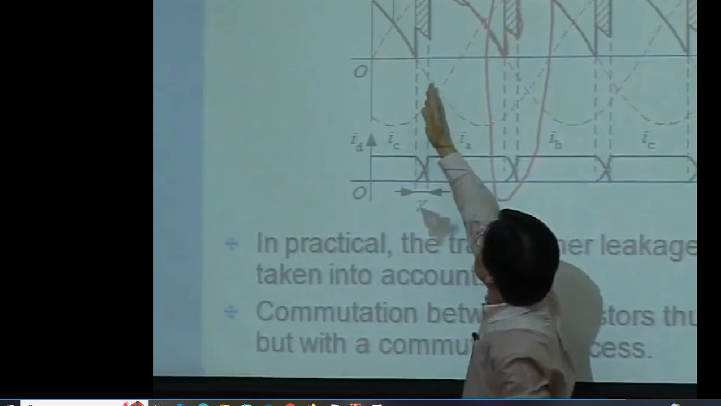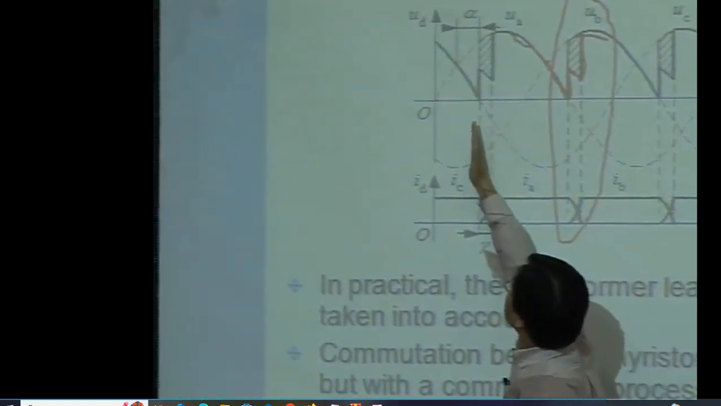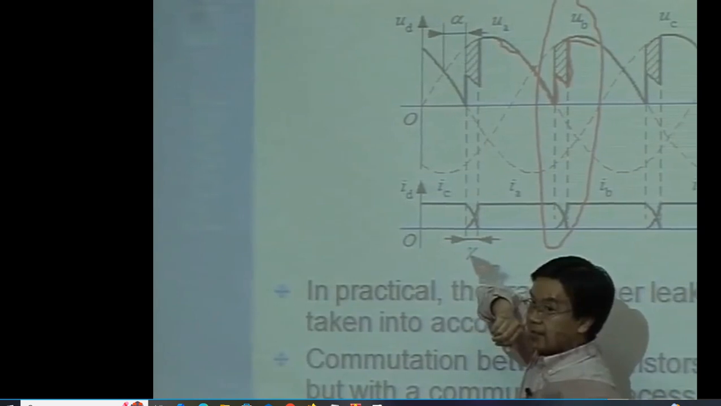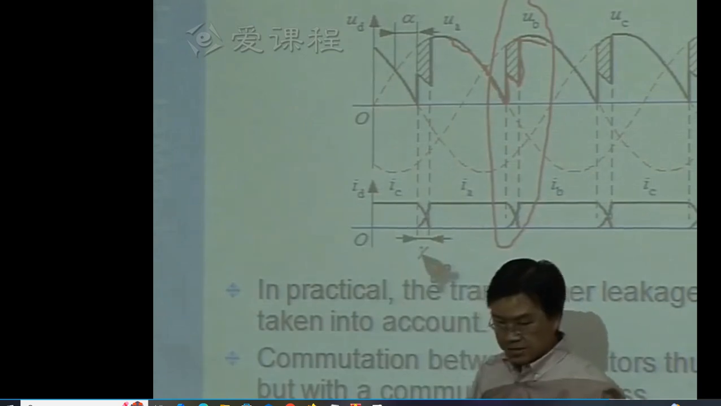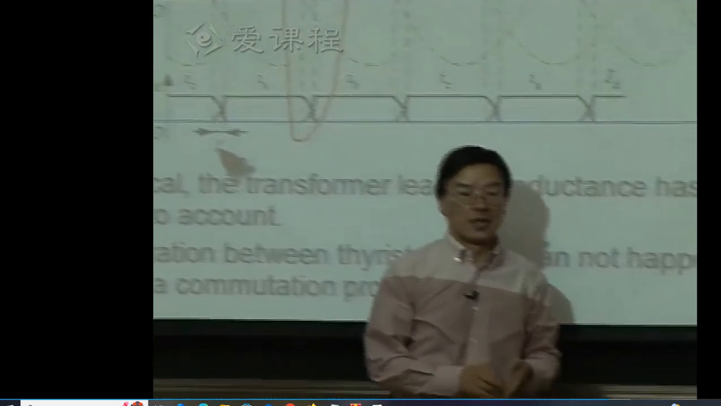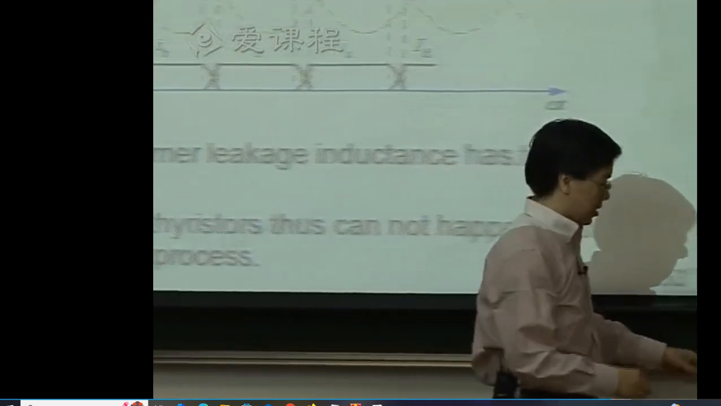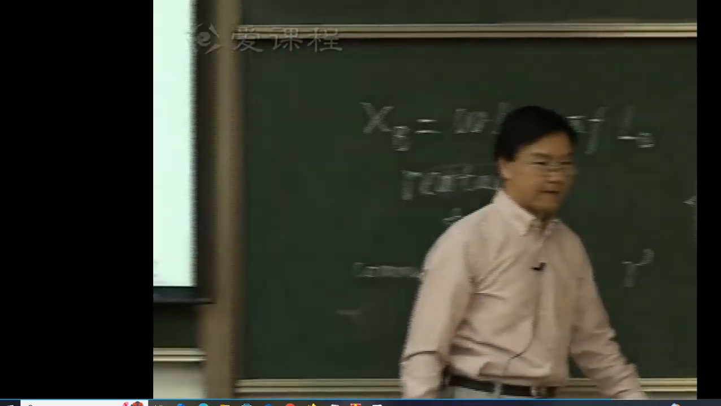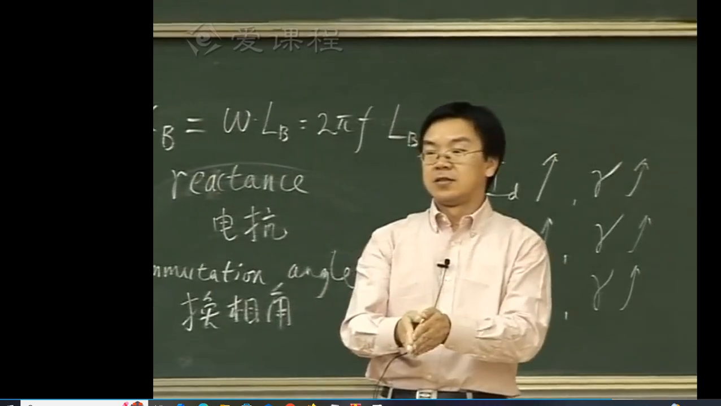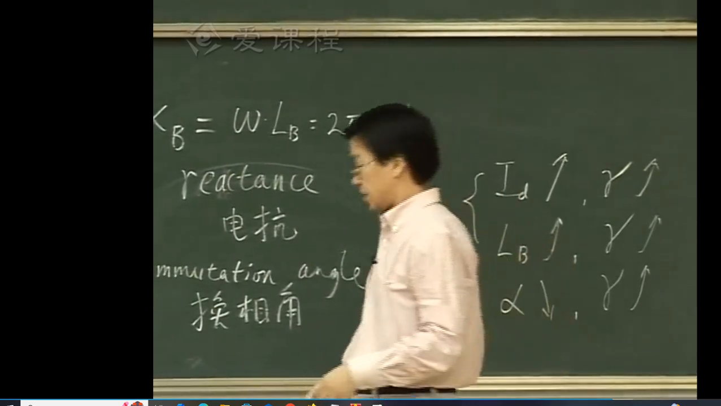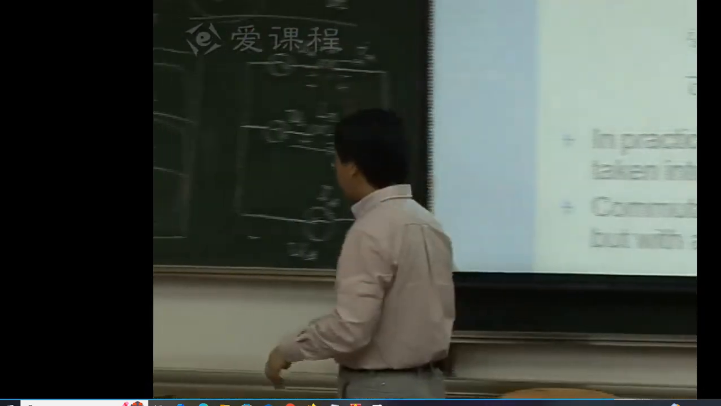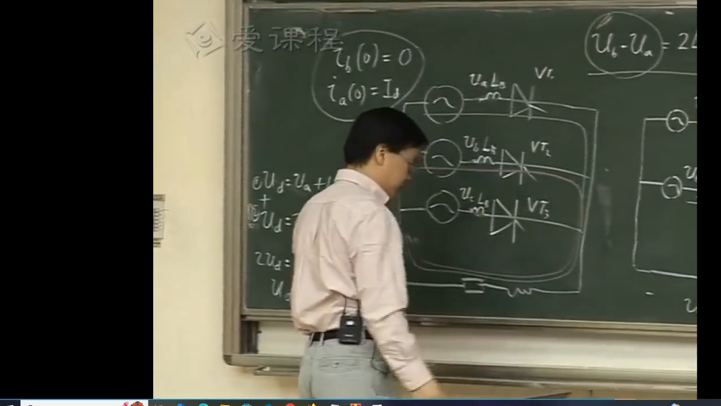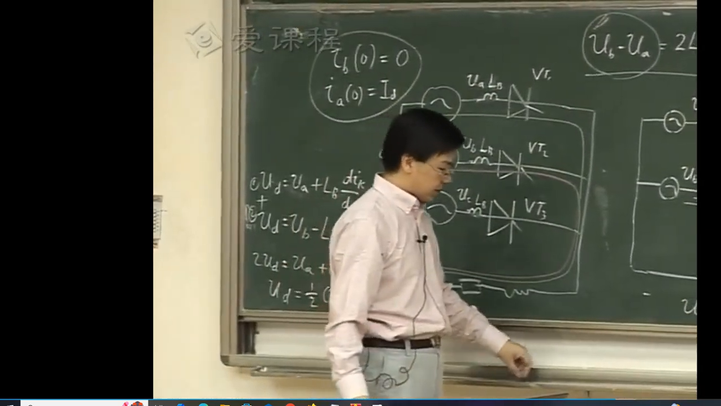You see, this is the commutation happening at this triggering angle alpha. When alpha is smaller, or when alpha is larger, what difference does that make? You don't have any idea? Let me ask it in this way. What is the driving force behind this commutation process?